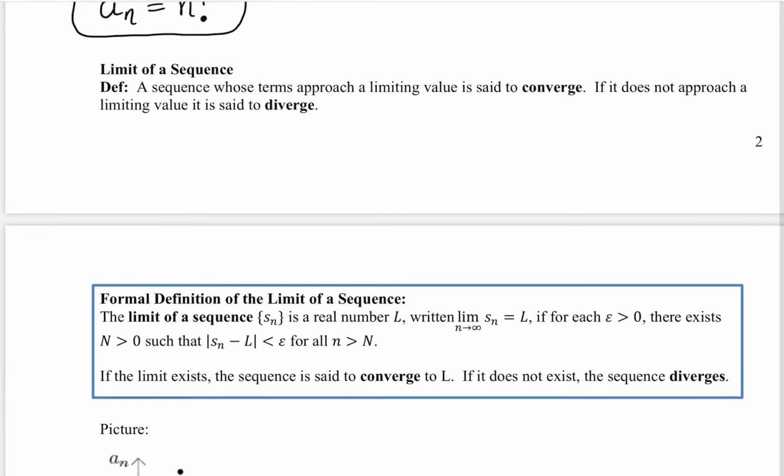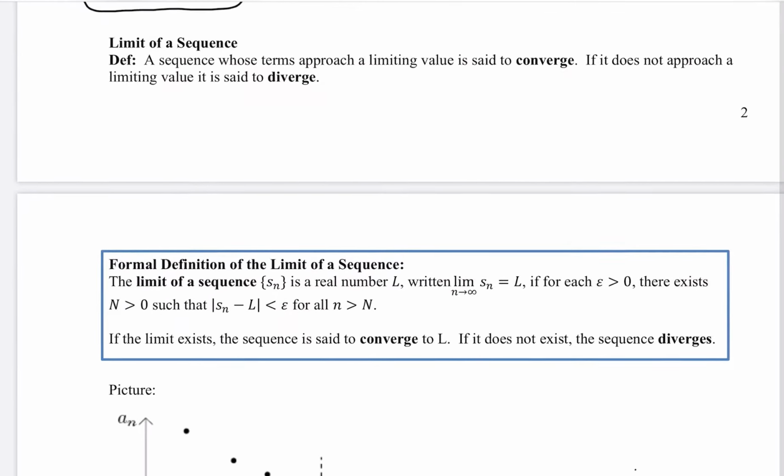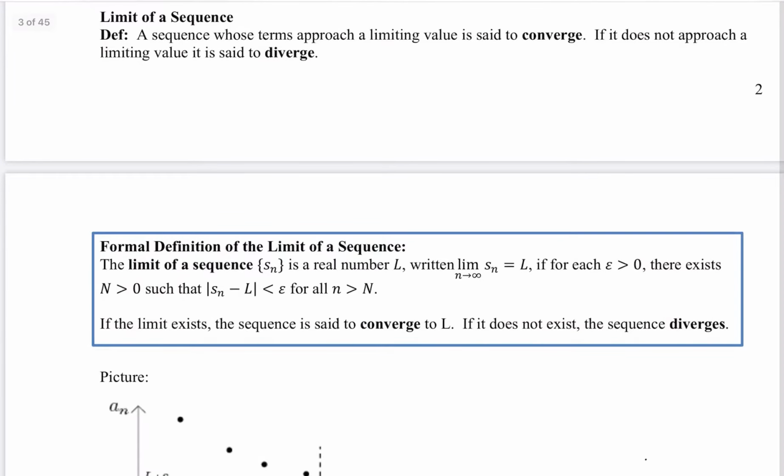Now we want to start to talk about being able to determine whether or not a sequence converges or diverges. A sequence whose terms are approaching a limiting value is said to converge. If it doesn't have a limiting value, then we say it diverges.